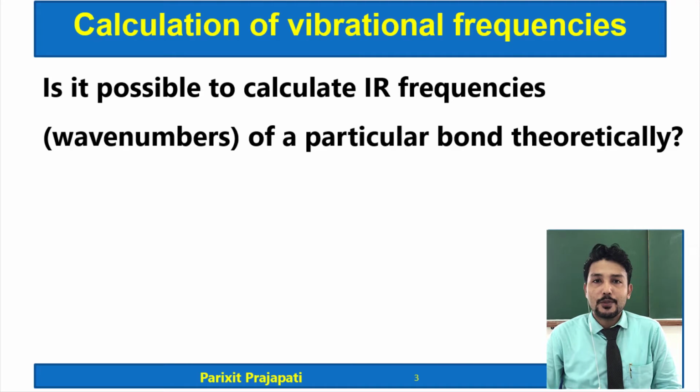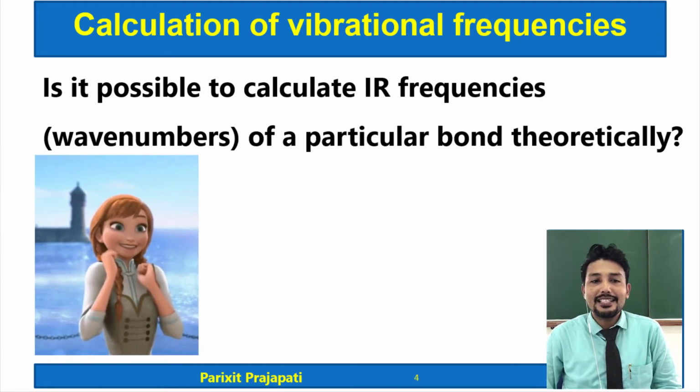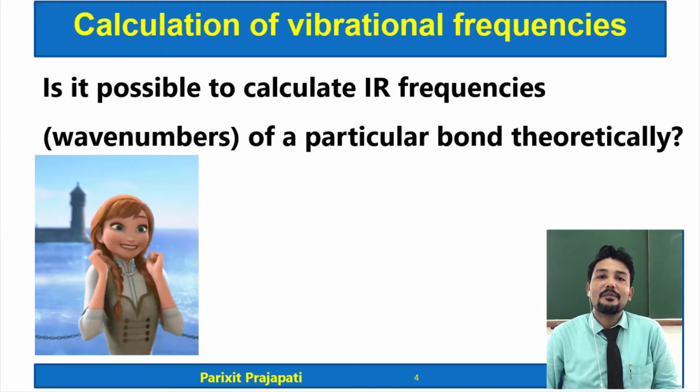Any molecule absorbs the IR frequency similar to its vibrational frequency. So, experimentally using an IR spectrophotometer, we can find out the absorption frequency or vibrational frequency of a particular bond. But the question is, is it possible to calculate IR frequencies or wave numbers of a particular bond theoretically? Then the answer is yes, it is possible.